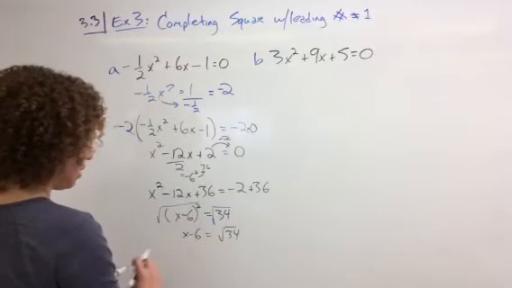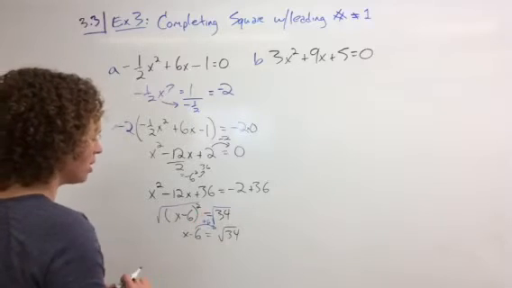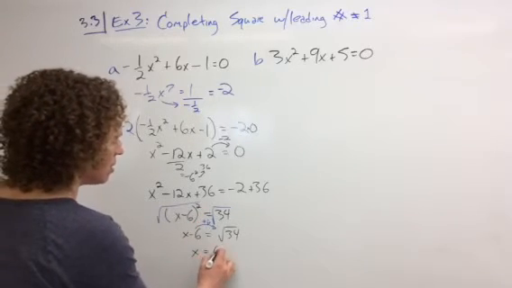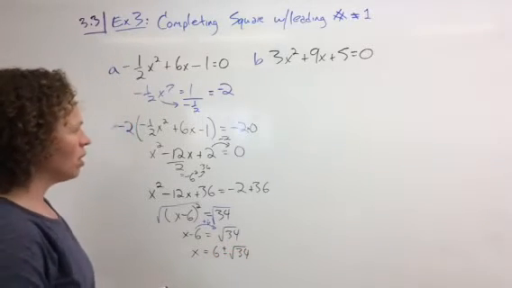So all I do now is I move my negative 6 over as a positive 6, and I'm left with x equals 6 plus or minus the square root of 34. So that one's done.